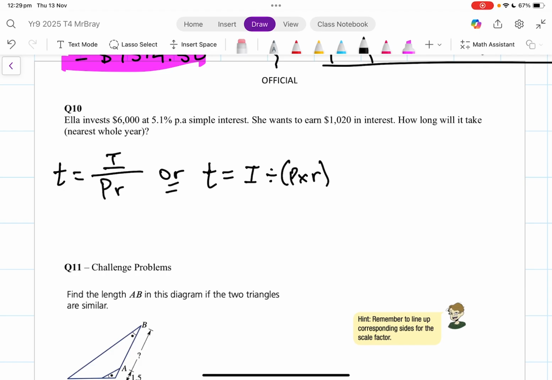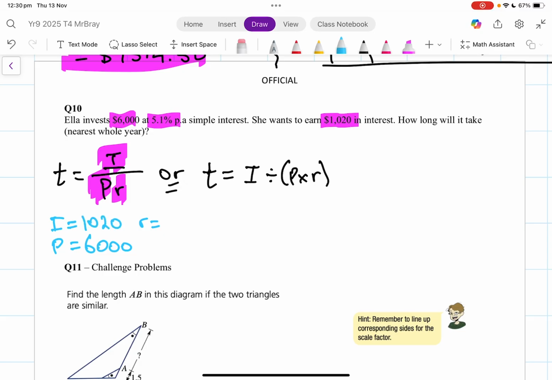We need to find I, P, and R in the question. So let's label that. I equals, P equals, and R equals. So we're investing $6,000 at 5.1% per annum interest, and we want to earn $1,020 in interest. So the starting amount, which is the principal, remember, is that $6,000. Then the amount of interest that we want to earn, well, that's $1,020. So we'll put that in for the interest. And then the rate, well, that's 5.1%, which is 0.051.